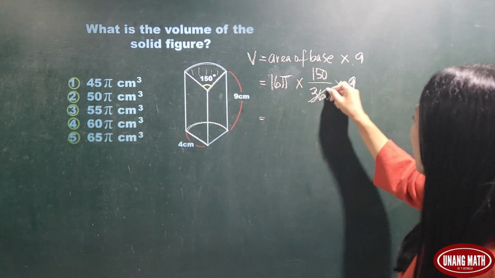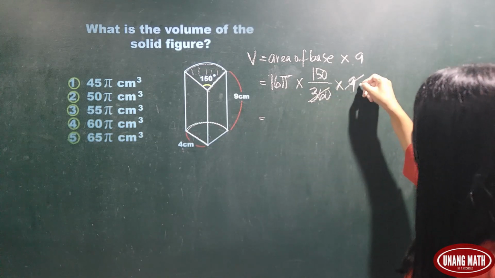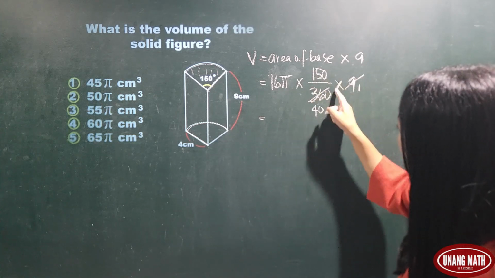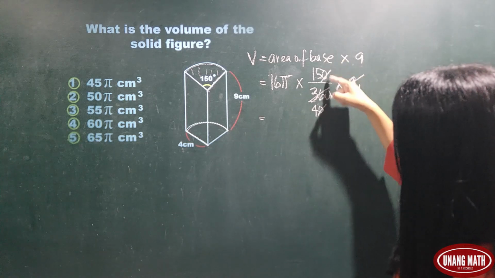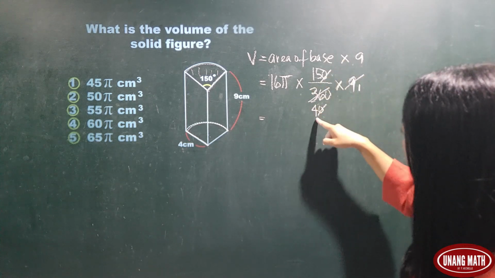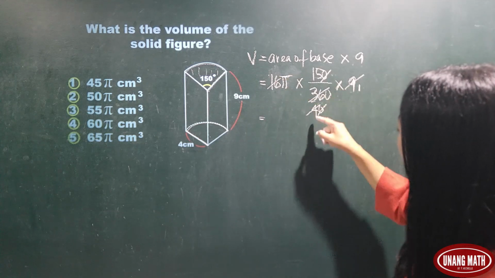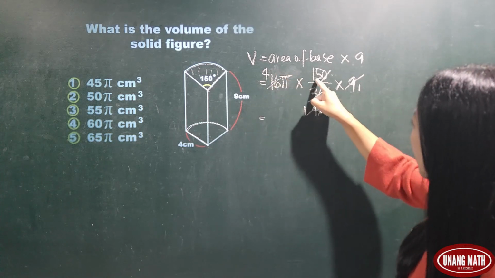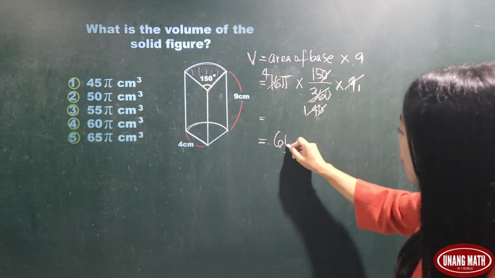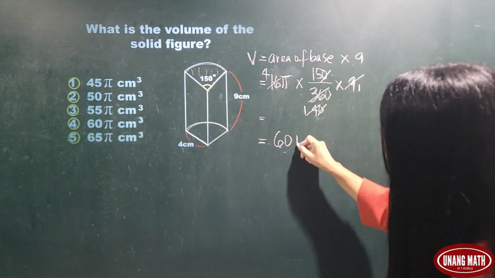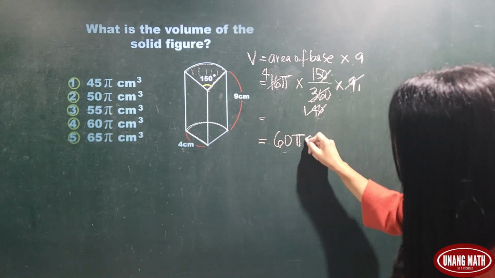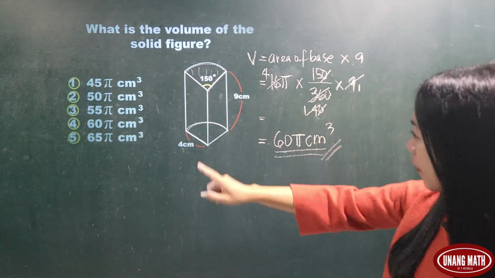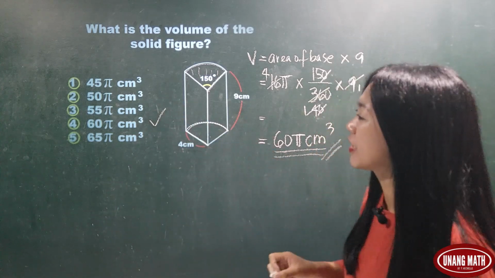Okay, let's simplify. 360 and 9 can be simplified. So this is 1. This becomes 40. Okay, 150 over 40, we can remove the zeros here. So we can simplify. So 15 over 4. And then 16, 4 can be simplified. So this becomes 1. This is now 4. So 4 times 15, then that is equal to 60. So 60 pi. So 60 pi cubic centimeters. So this is the volume of the solid figure. And then that is option number 4.